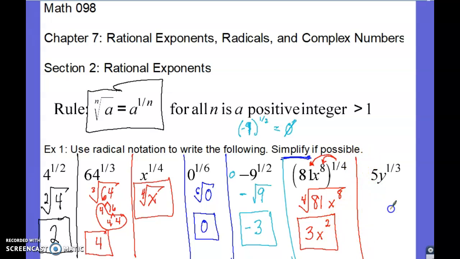And then this last one, again, the order of operations matter. There's no parentheses, so it's 5 times the cube root of y. But there's nothing to simplify there. So that is all you can do.